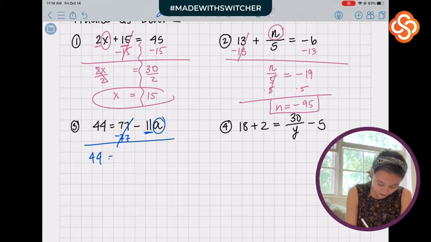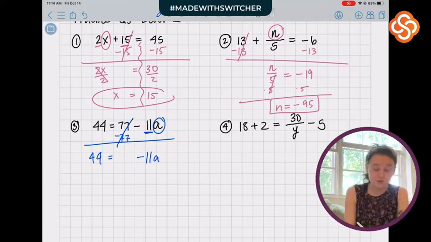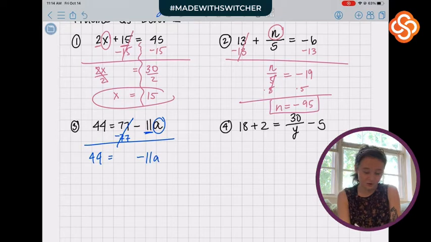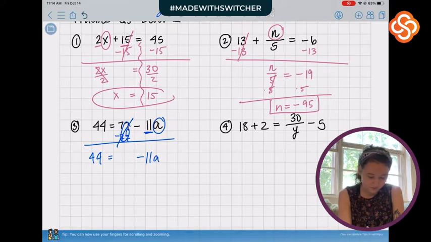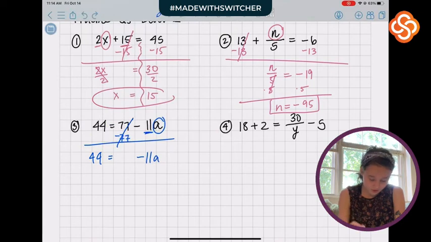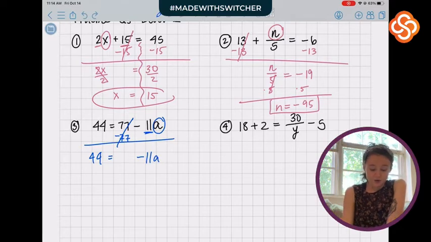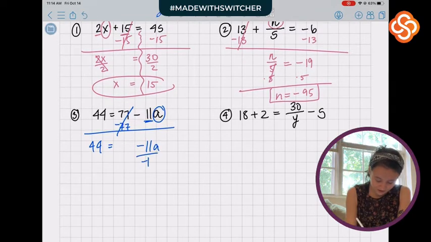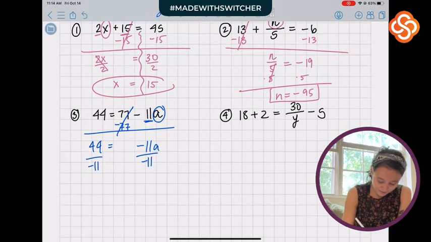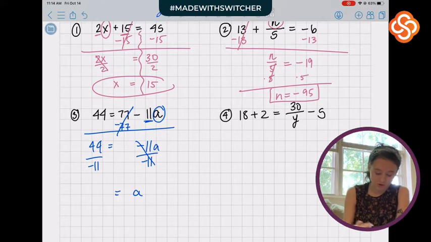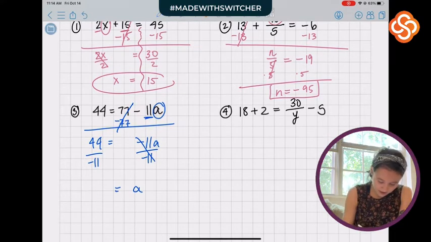I have 44 is equal to negative 11a. Now, notice how I only crossed out this. Oops. I only crossed out the 77. The minus sign is still there, so you got to keep it. So we mentioned the sign here, or the operation here, is multiplication. So you do the opposite, which is division. Divide by negative 11. They're going to cancel. The a is left here. A positive divided by a negative should be a negative. Whoa. So the answer is negative 4.